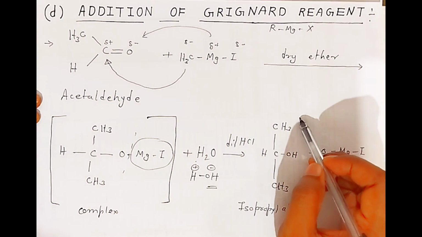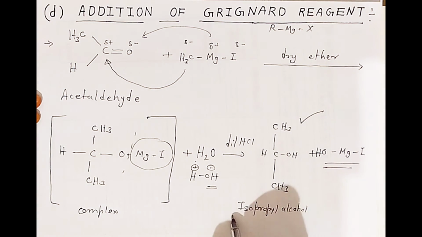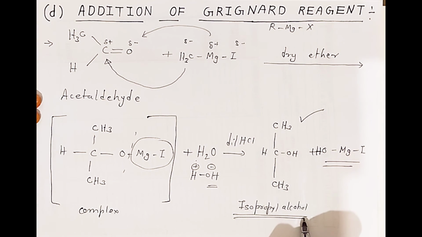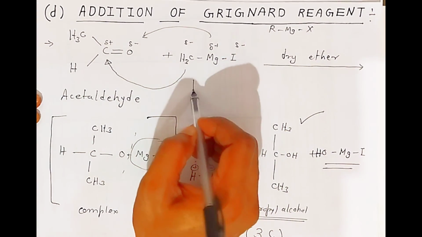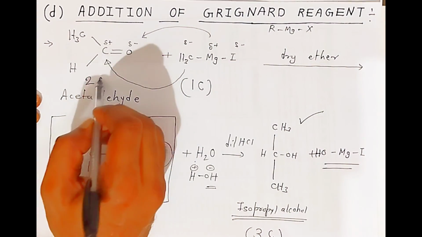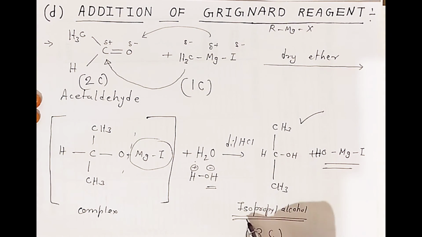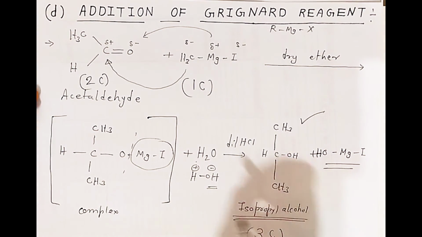Okay students, this is the alcohol you are getting, that is isopropyl alcohol. Understanding, students, isopropyl contains 3 carbon. Here 1 carbon is coming from the Grignard reagent and it is having 2 carbon, so your compound is having 3 carbon, that is isopropyl alcohol. So this is very important, students.